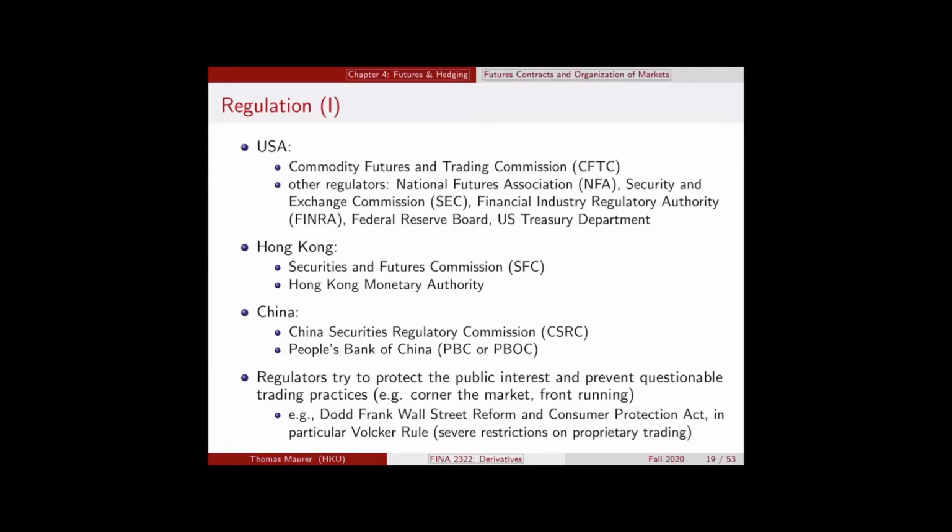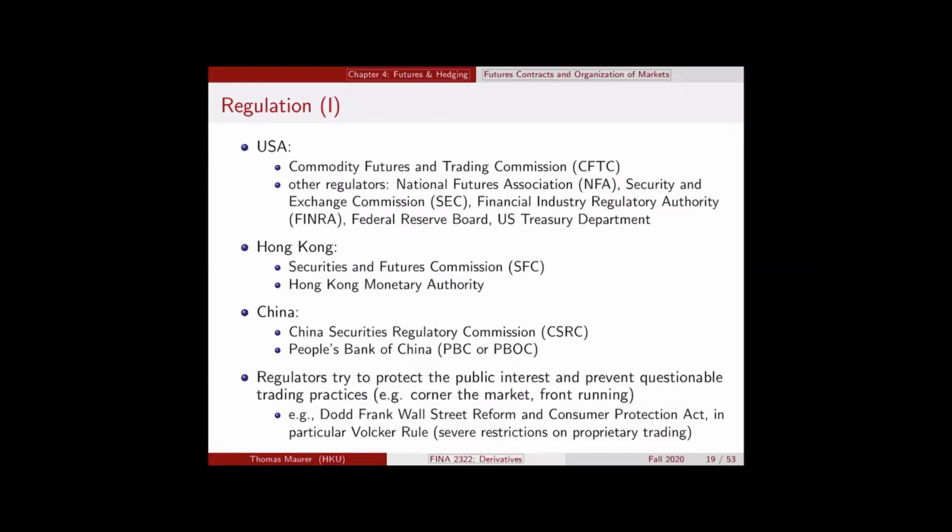In Hong Kong, we have the SFC, that's the Securities and Futures Commission, and then we also have the Hong Kong Monetary Authority, which is the central bank. In China, we have the CSRC, that's the China Securities Regulatory Commission. And we have also the central bank in China, which is the People's Bank of China, also known as PBC or PBOC. The main mandate of regulators is to ensure stability in financial markets and to protect consumers and the public interest. And this in particular also involves fighting financial crime.